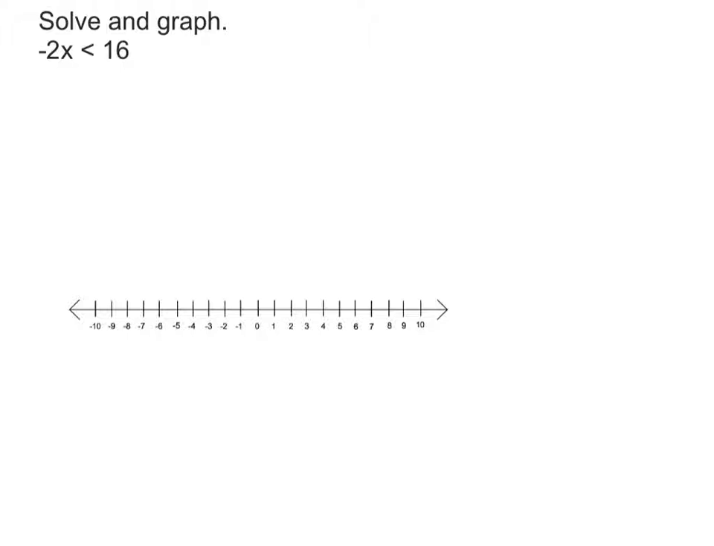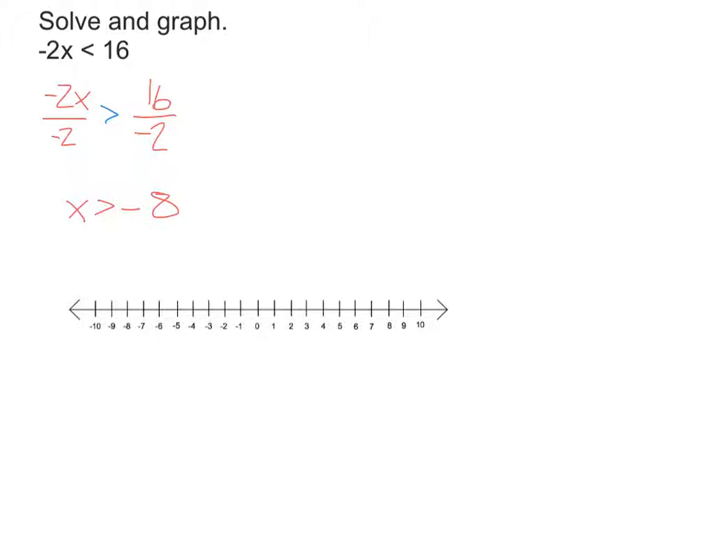So as a final example, let's graph and solve this inequality. Negative 2x is less than 16. And so the goal is always just to get x by itself. And so when I take negative 2x and I divide it by negative 2, and I take 16 and divide it by negative 2, because whatever I do on one side, I have to do on the other. By virtue of dividing by a negative, we have to flip the inequality so that it's greater than now instead of less than. So we end up with x is greater than negative 8.